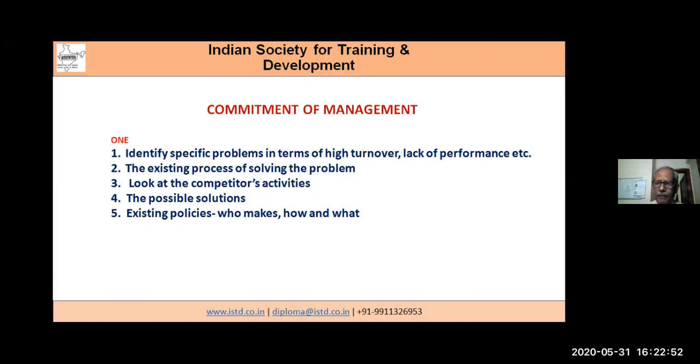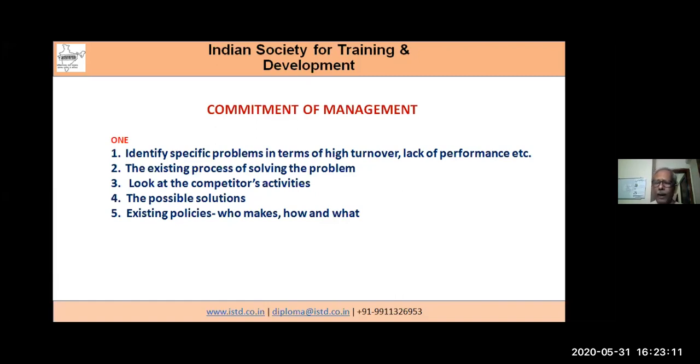They must look at what are the problems in the organization, maybe in terms of high turnover, maybe in terms of lack of performance in the organization. What are the things that make them committed? Yes, we should go in for this talent identification and development process. It must be made clear to them, and they must be committed to that.